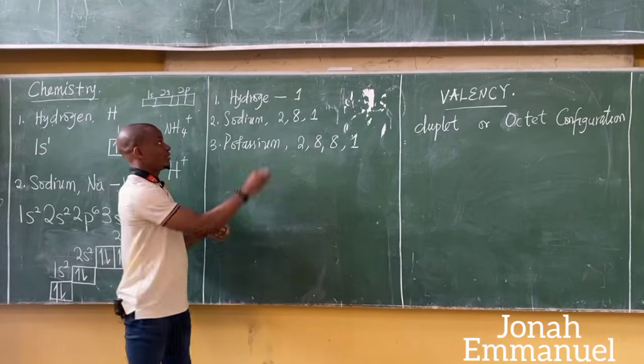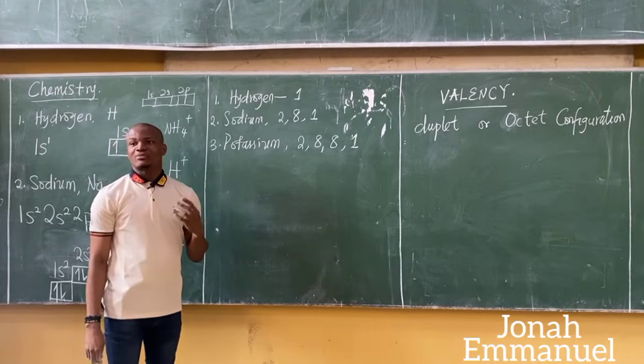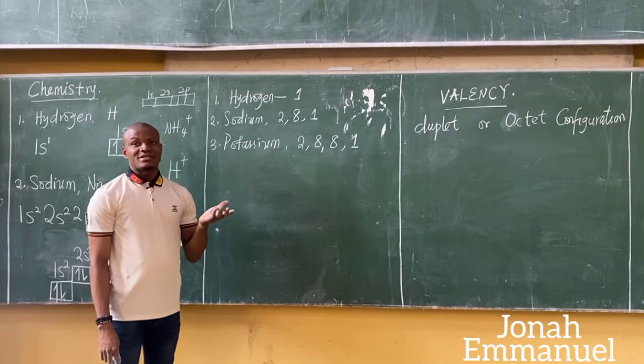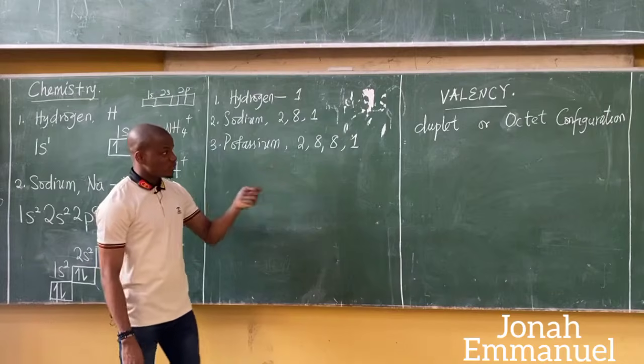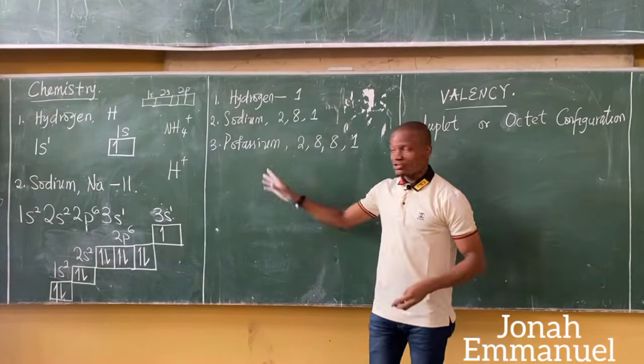Do you think hydrogen, sodium, and potassium are stable? Are they stable atoms? Yes or no? No. Why? Because they are not octets. They are also not duplets. For it to be stable, it must have 2 valence electrons, or 8 valence electrons. So if it's 1, it's not stable.